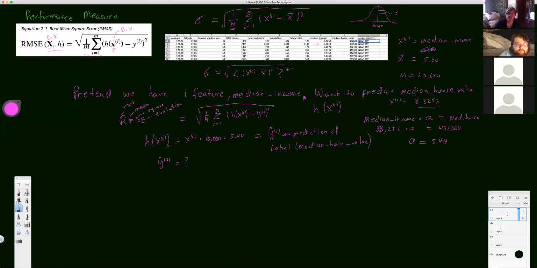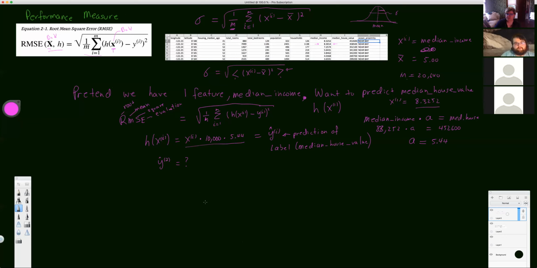Okay. So here's our model. Our crappy model says take your median income, multiply by 10,000, and then multiply by 5.44, and that should be your prediction for the median house value. I want you to calculate our prediction for the second median income value. Let's see what this formula gives us, because we use the same formula, the same model, for all of them.